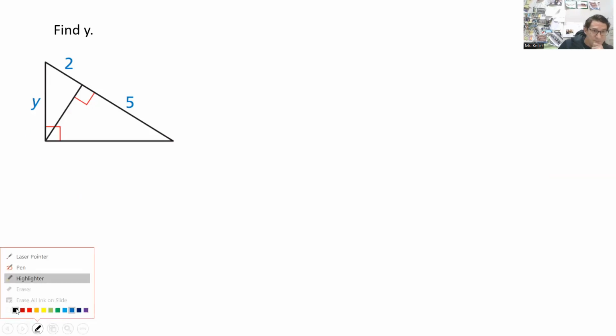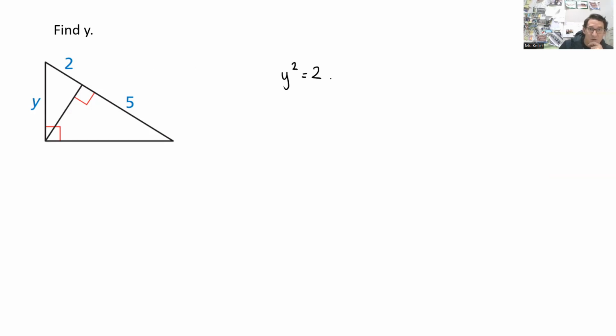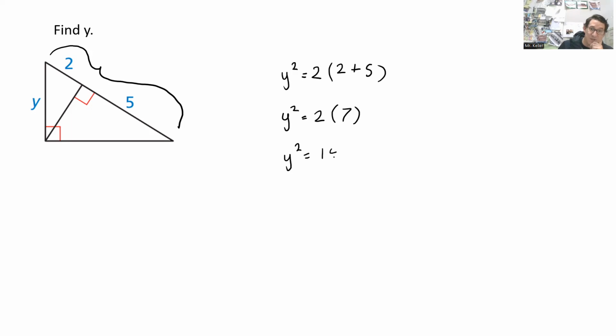So y squared is equal to the small chunk times the whole thing together. So we got to add those, 2 plus 5. All right, so y squared is equal to 2 times 7. Y squared, 2 times 7 is 14.